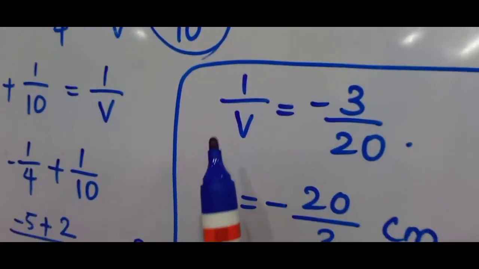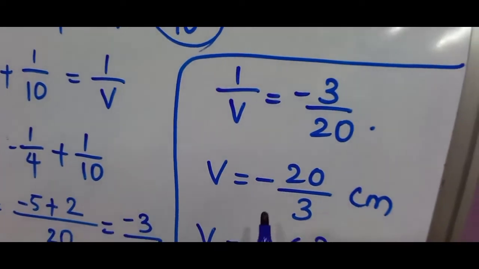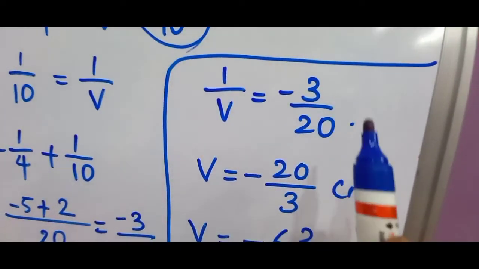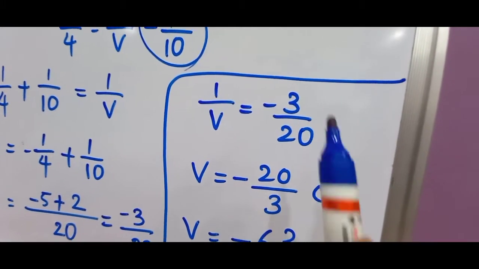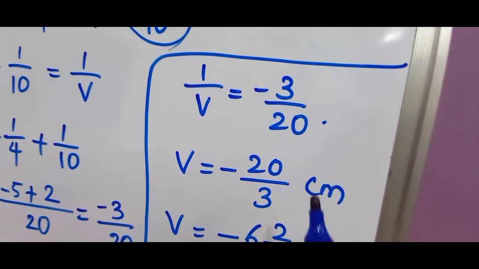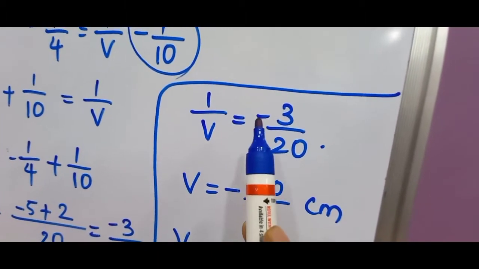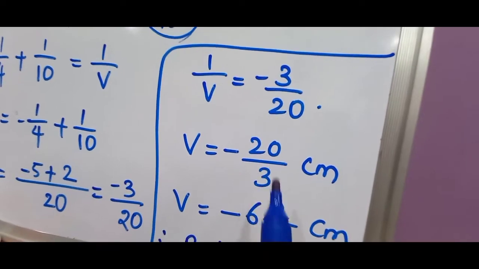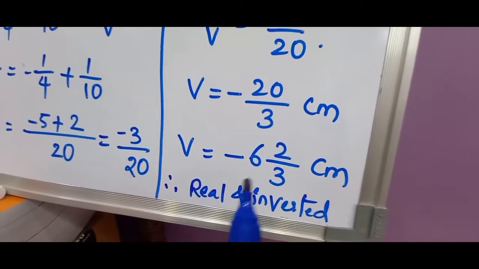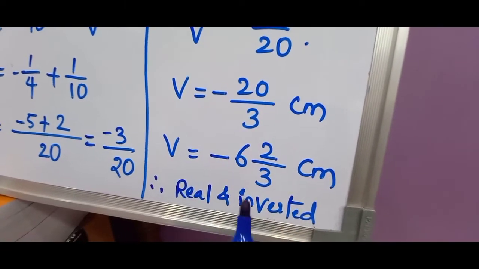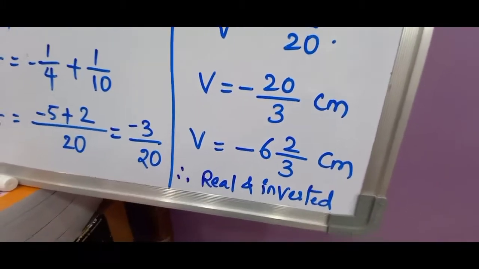How much quantity have we got? 1 by V is equal to -3/20. If we invert this, then V is equal to minus 20/3. 3 by 20 becomes 20/3, because here we have written 1 by V is equal to -3/20. Then V is equal to -20/3. The sign does not change even if the fraction is inverted. The sign remains the same. So V is equal to -20/3 centimeters. On simplification, 20/3 is 6 2/3. V is equal to -6 2/3 centimeters.